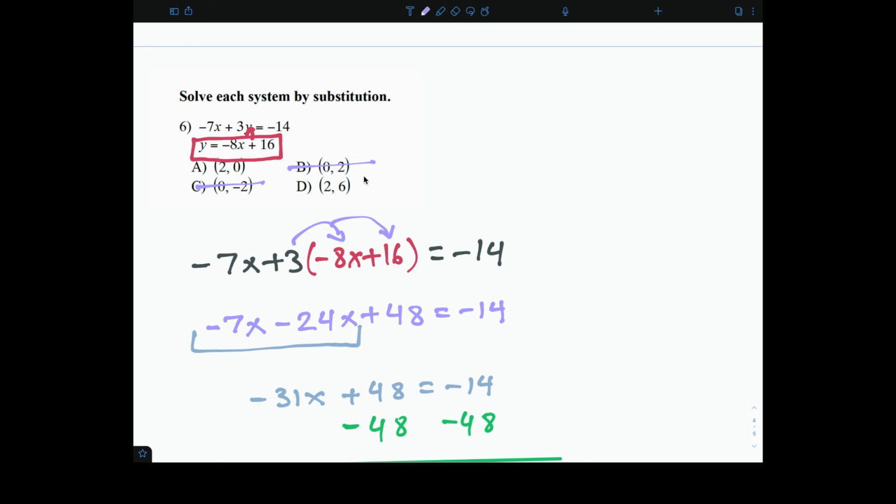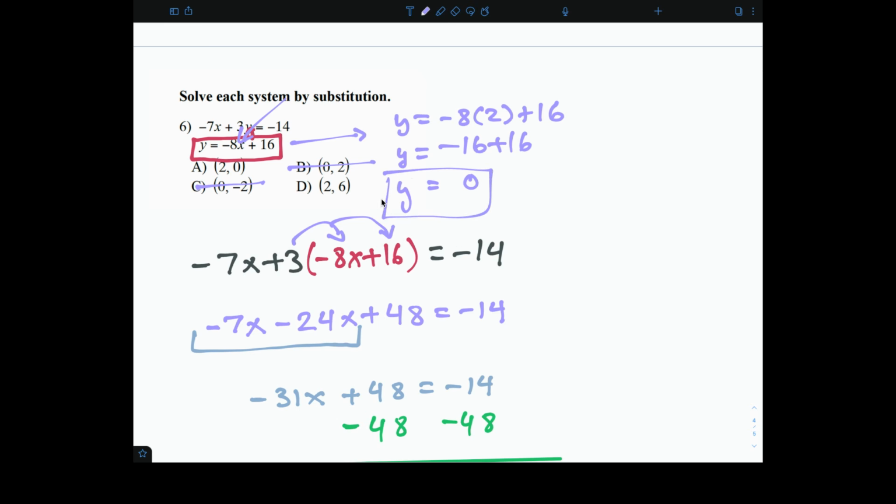If x is 2, I can substitute that x value back into either equation. I'm going to go ahead and use this one here. So we're going to have y equals -8 times 2 plus 16. And look at that there. We're going to get -16 plus 16, which is 0.